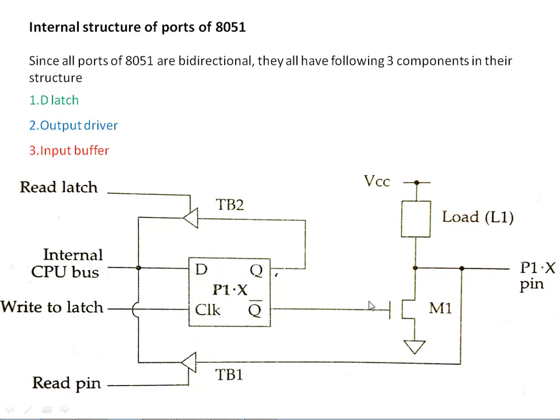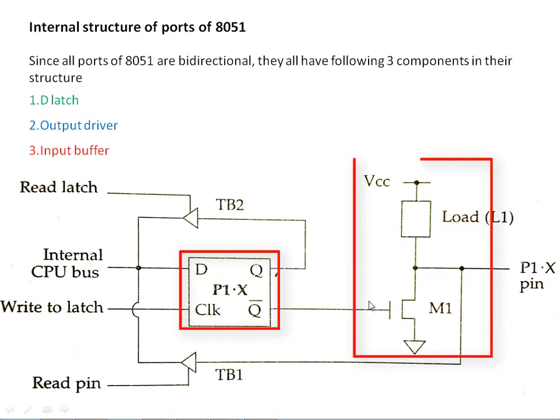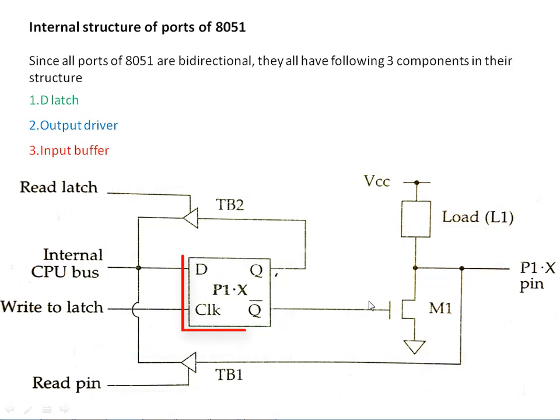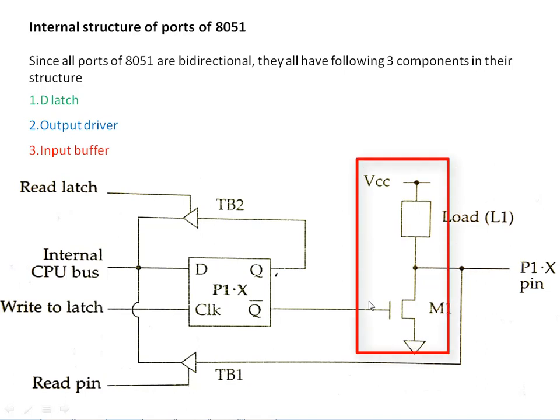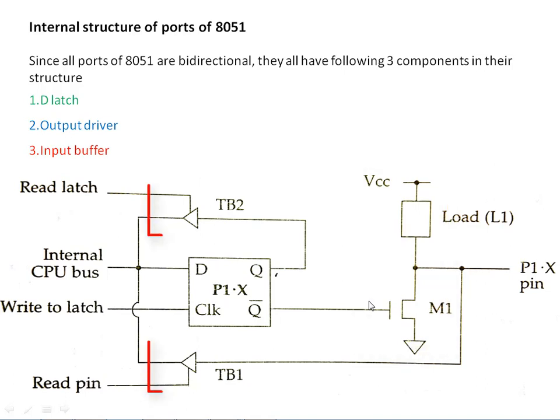Internal structure of ports in 8051 microcontroller. Since all ports of 8051 are bidirectional, they all have three components in their structure: D-latch, output driver, and input buffer. The D-latch holds 1 bit of information, the output driver drives the pin, and the input buffer reads the status from the pin.